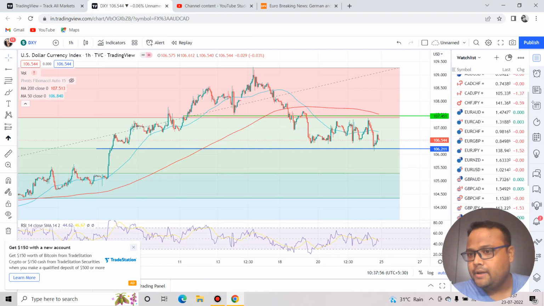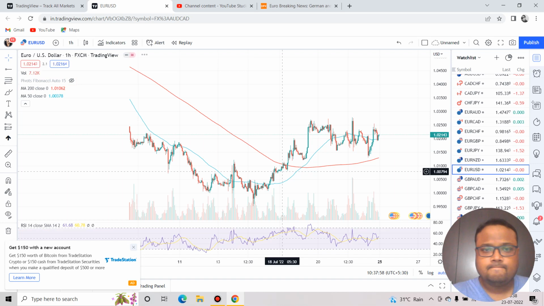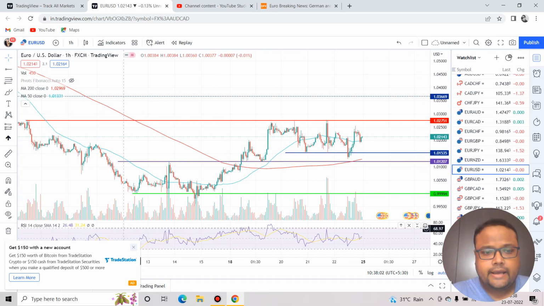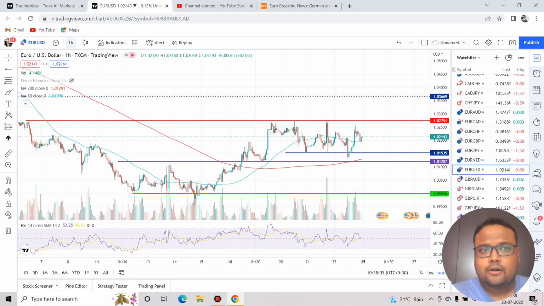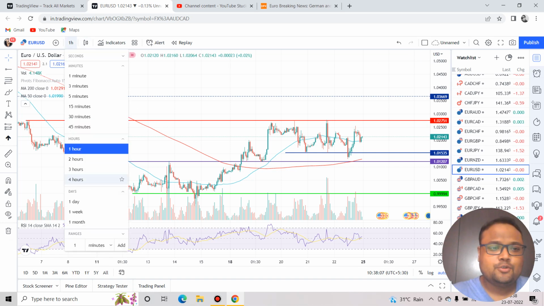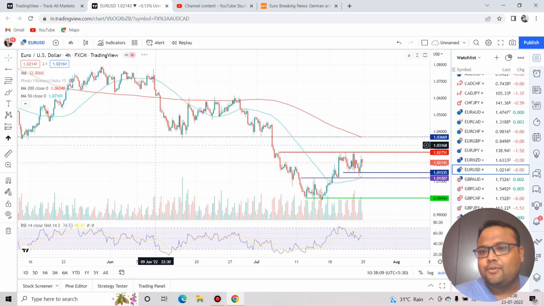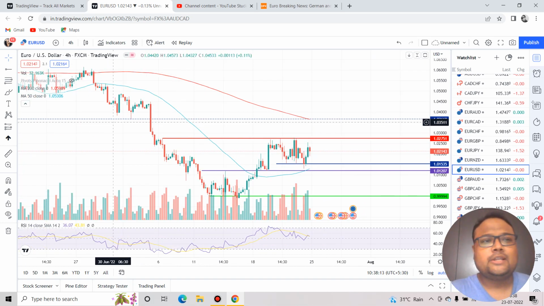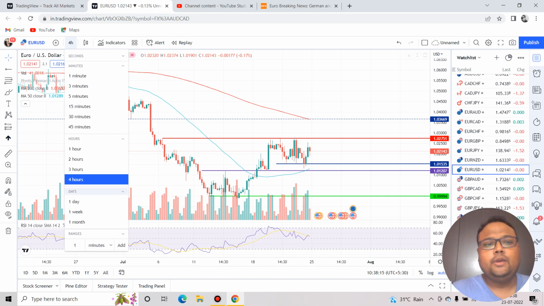So let me open the chart of Euro USD. And here is our beloved Euro dollar, and today I'm on the 1-hour time frame. Usually you always see me on the 4-hour chart, but the 4-hour chart was not giving me the comfort today, so that's why I switched to the 1-hour time frame.